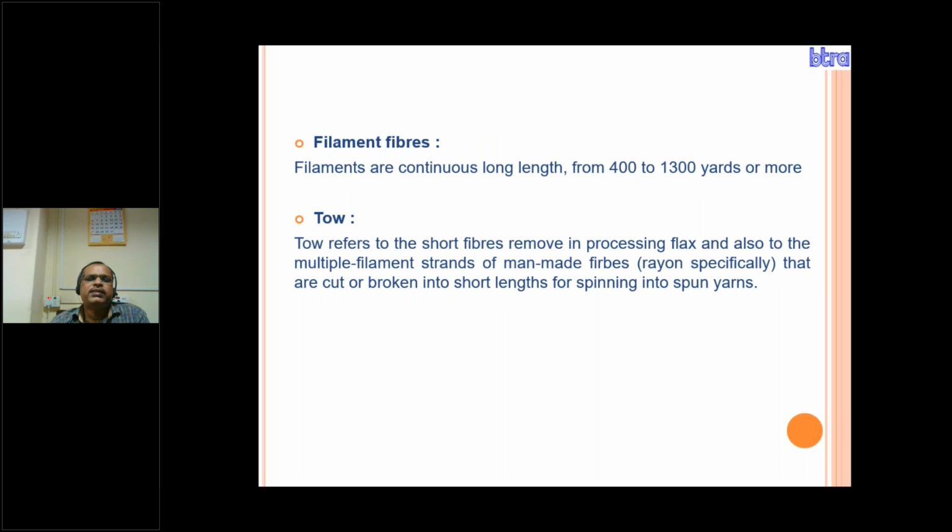Filament fibers are continuous long lengths, from 400 to 1300 yards or more. Tow refers to the short fibers removed in processing flax, and also the multiple filament strands of man-made fibers that are cut or broken into short lengths for spinning into spun yarns. Thus, long length filaments can be cut and spun into yarns. This is the filament to tow conversion.